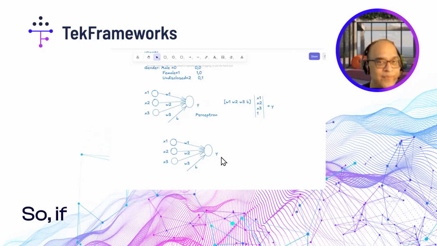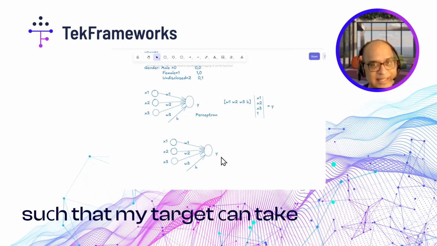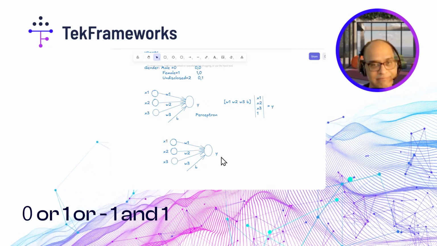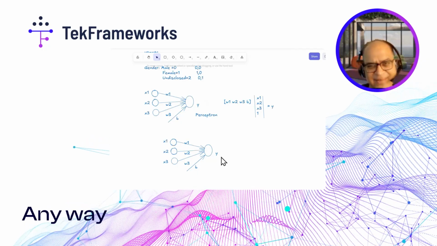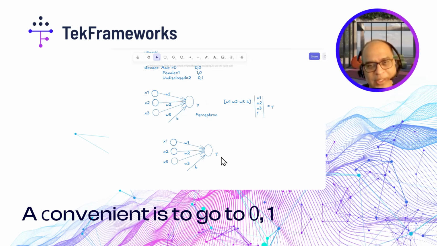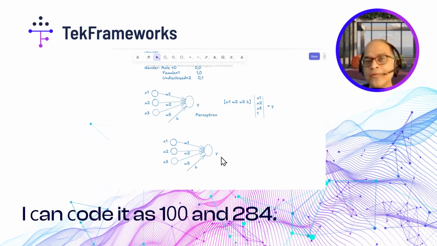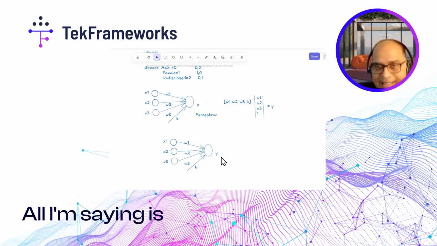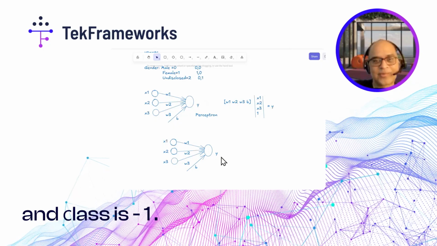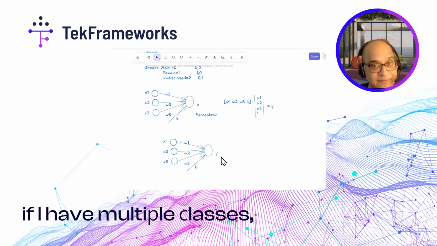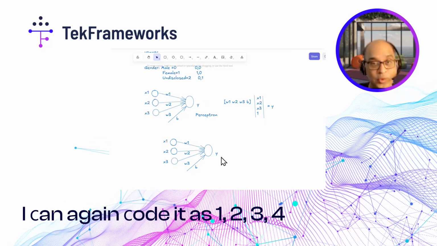So if it's binary classification, I can code such that my target can take 0 or 1, or -1 and 1. Either of them. I can code it anyway. Convenient is to code it as 0, 1 or -1 and 1. I can code it as 100 and 284. It doesn't matter. All I'm saying is one class is 0, the other class is 1. One class is -1, the other class is 1. Similarly, if I have multiple classes, I can again code it as 1, 2, 3, 4.